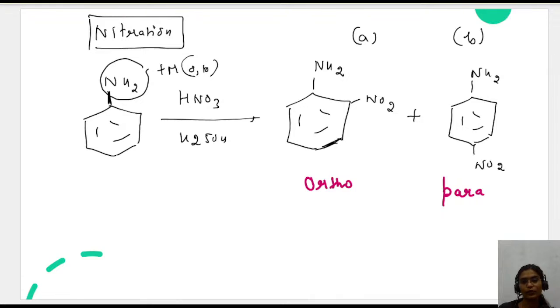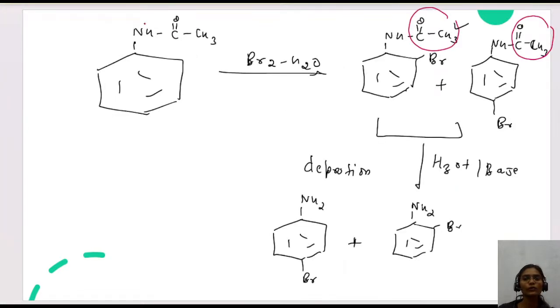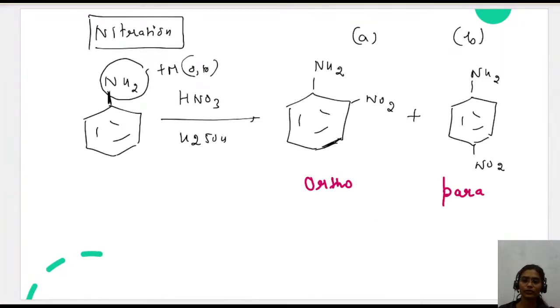What if we get ortho bromine as a major? No, it can't be possible technically for bromine. Bromine is not a small group. You can go with chlorine, but bromine no, it is not possible because bromine is a bulky group. So we have to prefer para every time. For aniline, it's not possible. Chlorine, it can be, but for bromine, no.